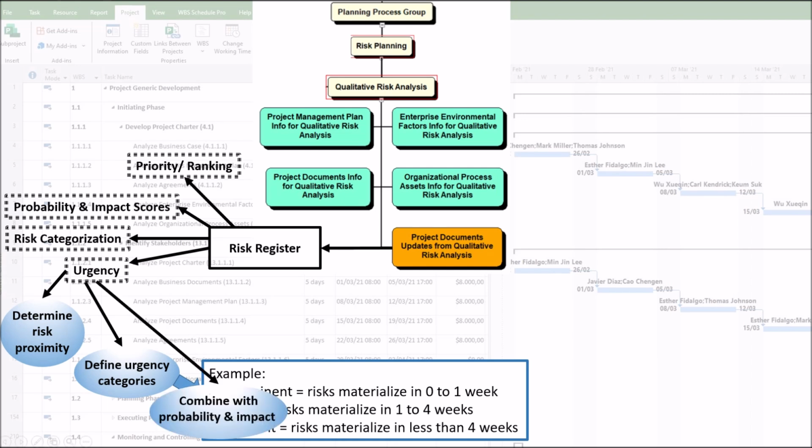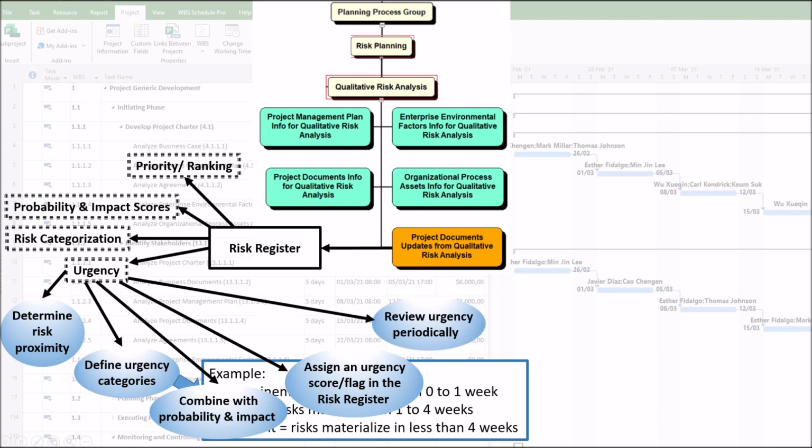Third, combine with probability and impact. Even a low probability risk with imminent proximity may need immediate action if its impact is high. Fourth, assign an urgency score, flag in the risk register, such as a column, urgency, 1 to 5, or a color-coded badge. Fifth, review urgency periodically. As the project progresses, distant risks become nearer. Urgency is dynamic, not static.